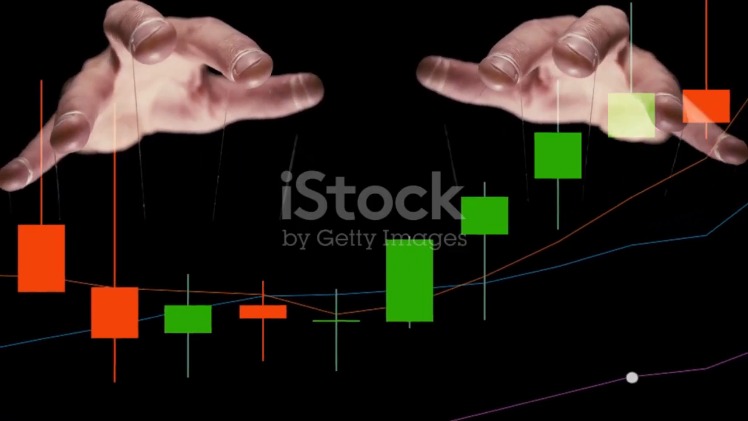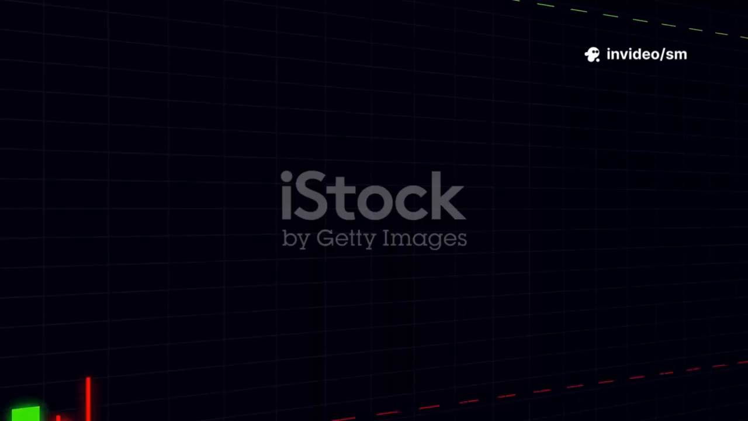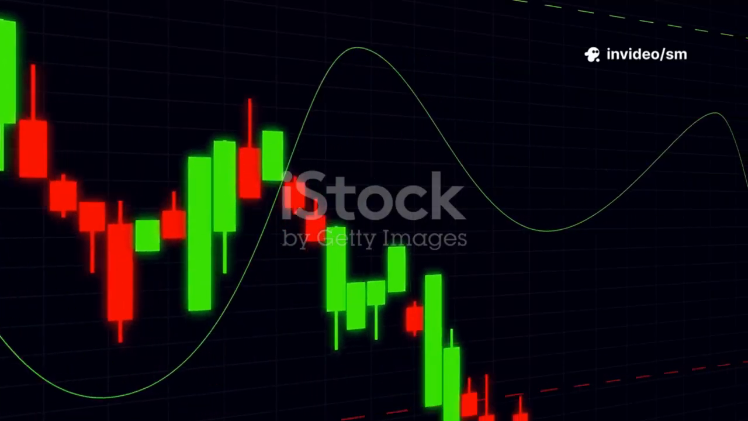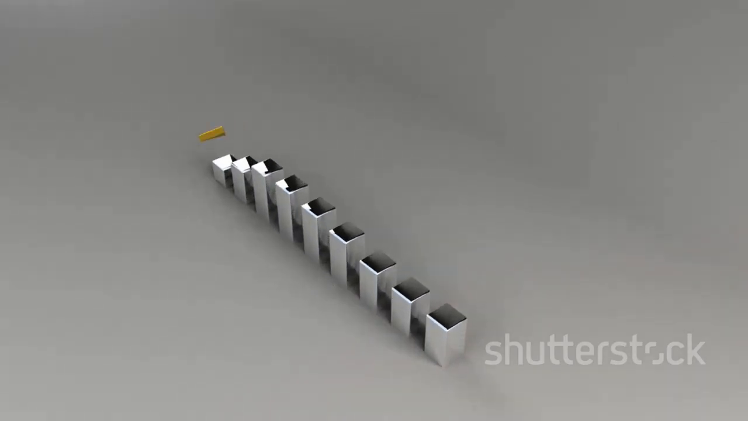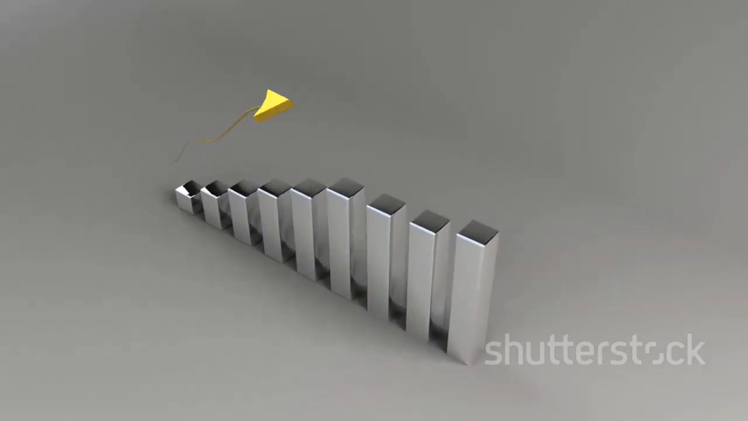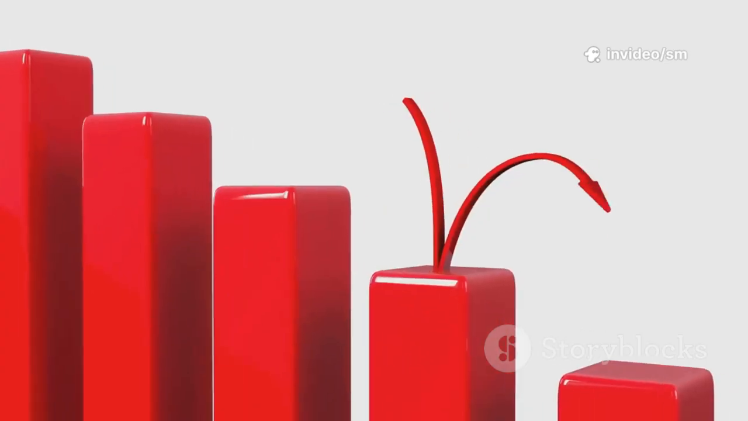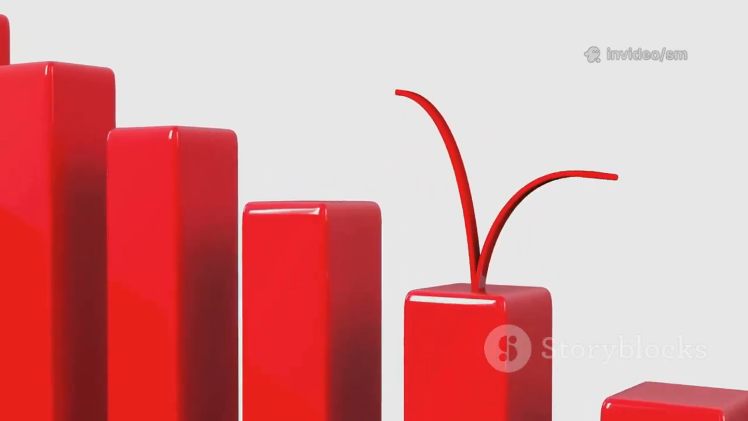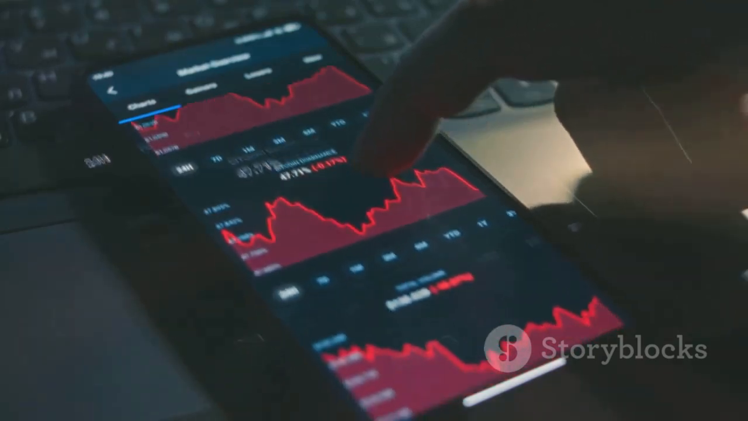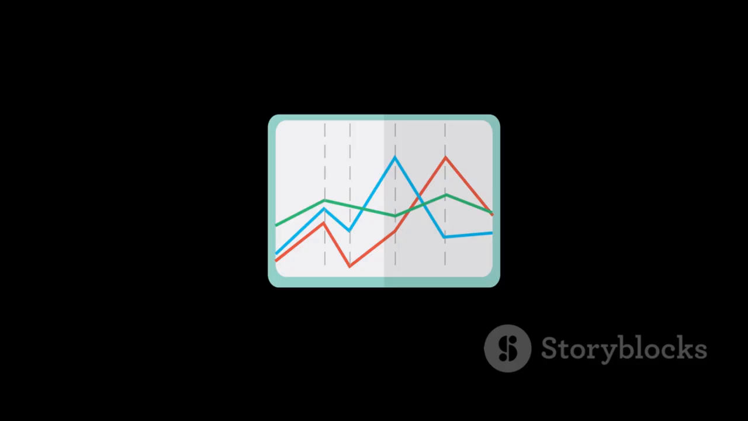Here's where it gets interesting, using 2 moving averages, a fast one and a slow one. A common combo is the 20-day fast and 50-day slow averages. When the fast line crosses above the slow line, it's called a golden cross, a bullish signal. Traders often see this as a sign to buy. When the fast line crosses below the slow line, it's a death cross, a bearish signal. That's a warning to consider selling or staying out. Crossovers help confirm trend changes, not just price blips.